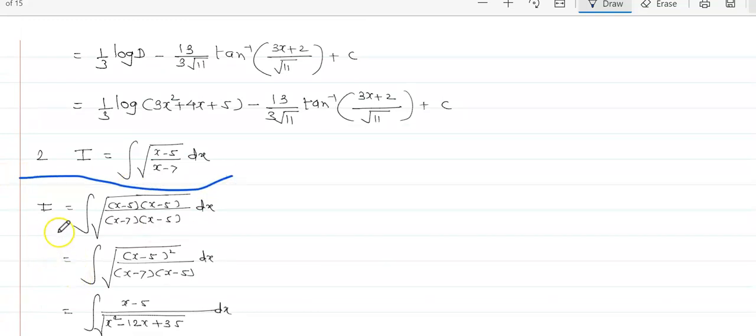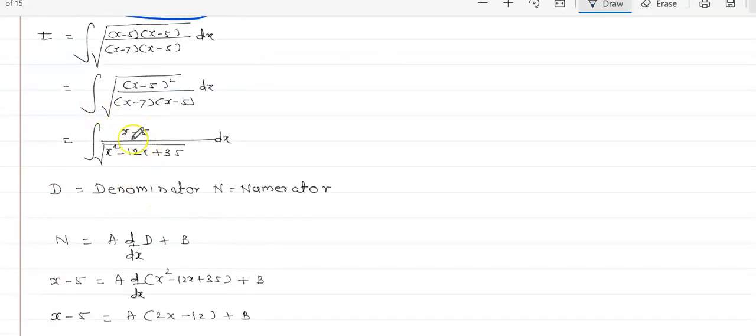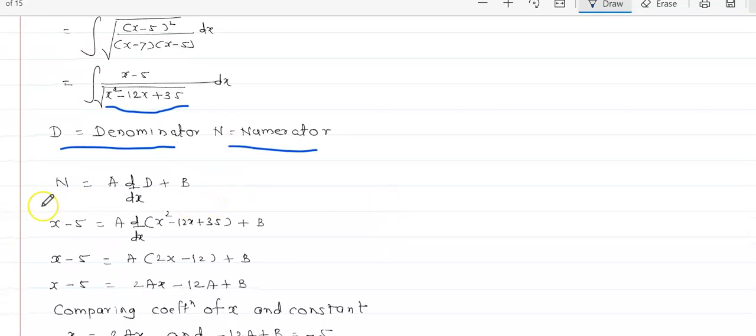Therefore here I is equal to integral in root of, the roots in the numerator we do not want. Therefore we will multiply numerator and the denominator by x minus 5. Here x minus 5 into x minus 5 is a bracket square, root and bracket square get cancelled. Therefore you will get integral x minus 5 upon in root of x square minus 12x plus 35. Now here is the denominator. We can also write it very briefly.